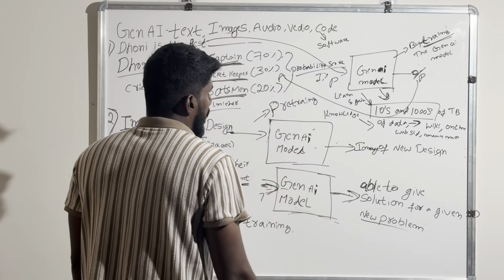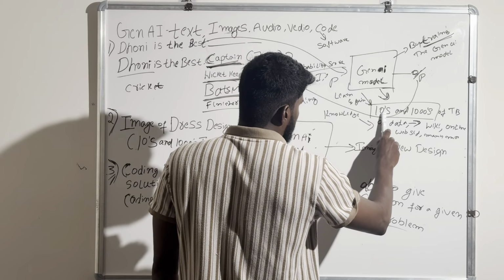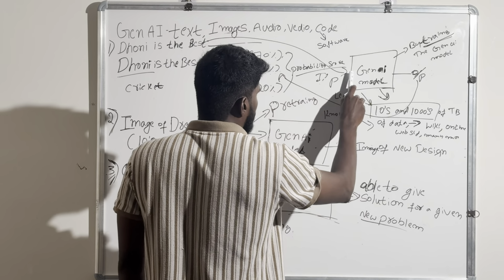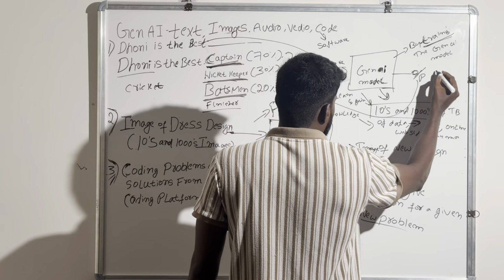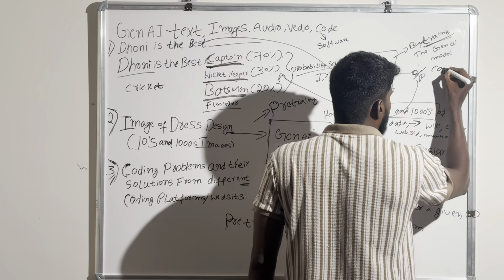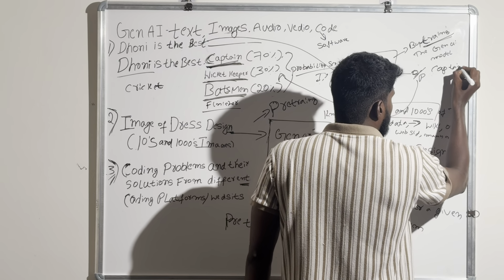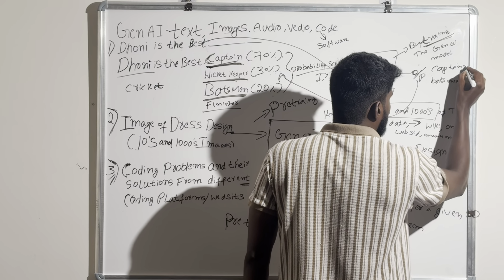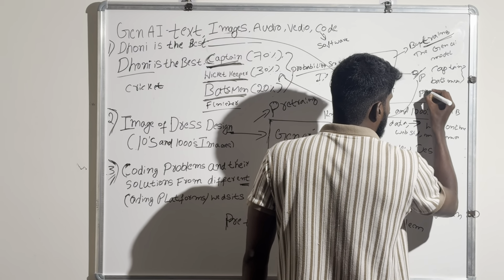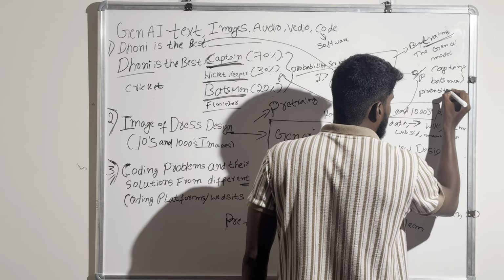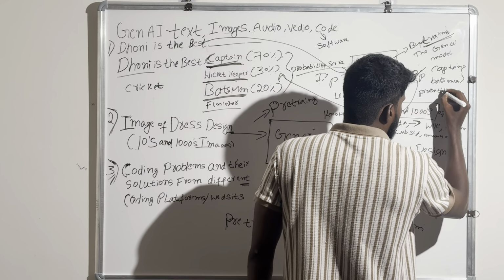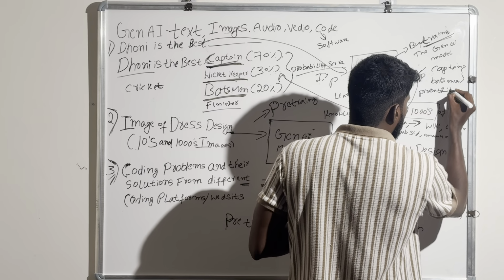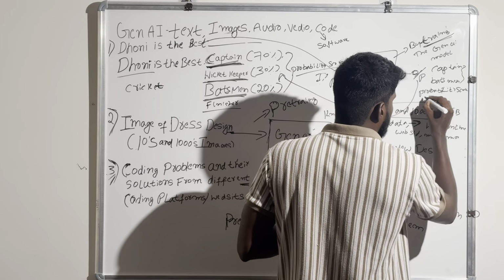Correct, right? After doing this pre-training on tens of thousands of TBs of data, if I ask this question to the Gen AI model, it should be able to give an output. It can be captain or batsman with different probability scores. Correct, right?